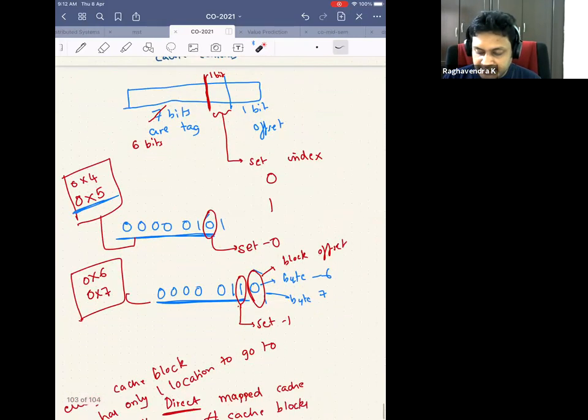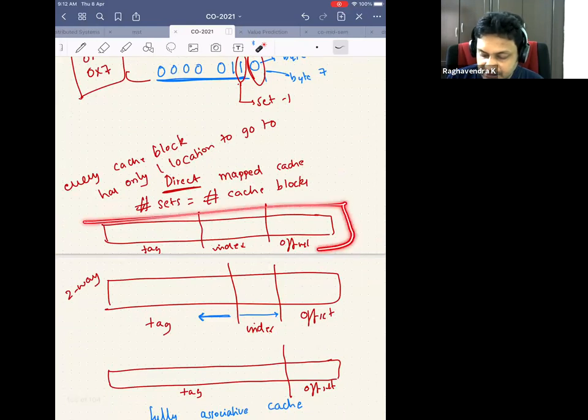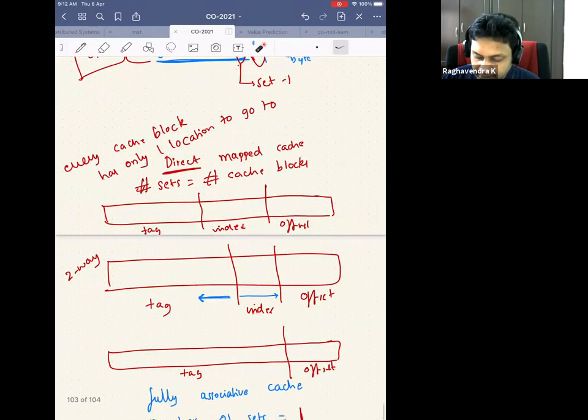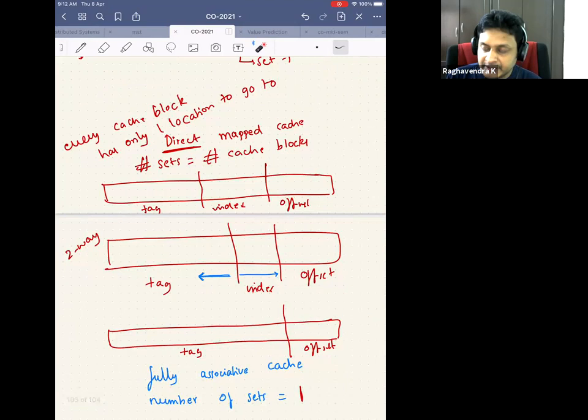So if you actually look at the diagram of the address bits, it looks something like this. I have tag, index, and offset. If it is a fully associative cache, the number of sets is equal to 1 because the entire cache is considered as a set, which means that the block can be stored in any part of the cache. So the number of bits in the index is 0. I have to search the entire cache. So that's called a fully associative cache.